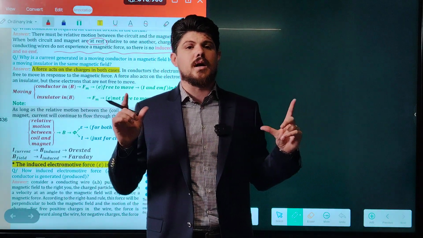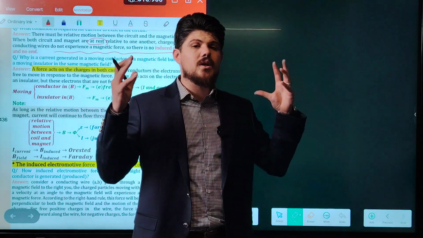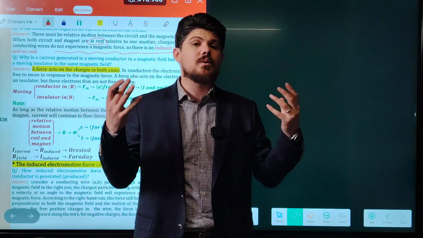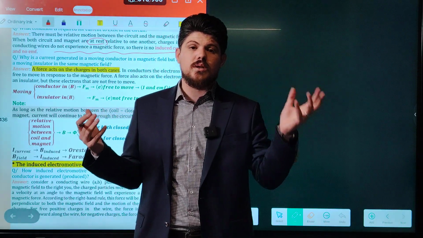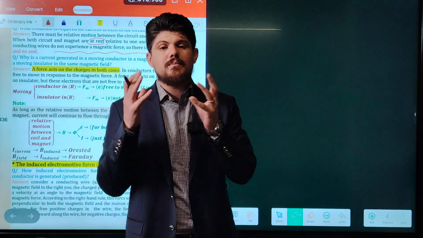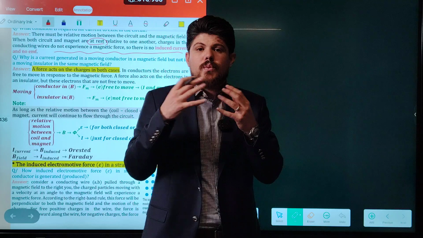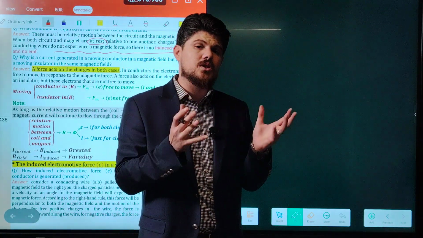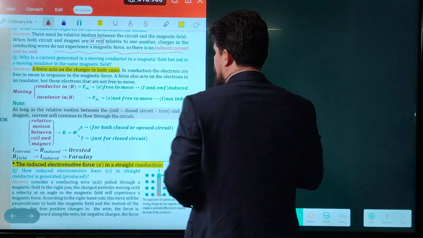But guys, keep in your mind, in both cases, by moving an insulator and a conductor in the magnetic field, there will be a magnetic force. But the magnetic force on the conducting wire can separate positive charge and negative charge. But the magnetic force on the insulator cannot separate the positive charge and negative charge in the insulator. Why? Because all electrons are fixed in the outermost shell of the insulator.